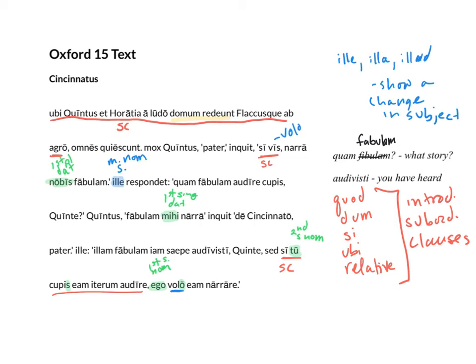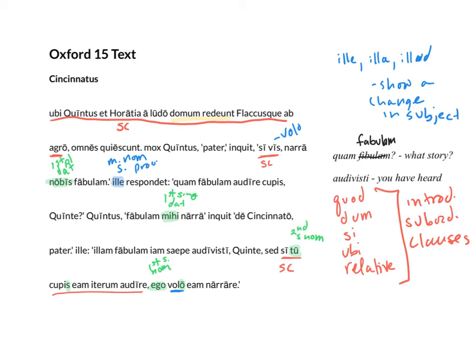He responds, right? So if you wish, Quintus was our subject. So soon Quintus says, Father, if you wish, tell a story to us. He responds. Here we're switching back to Flaccus as our subject, right? So ille is used to show that we switch from Quintus to Flaccus. Take a second in the box and just respond whether you think ille here is a pronoun or an adjective. All right, if you answered pronoun, you are correct.